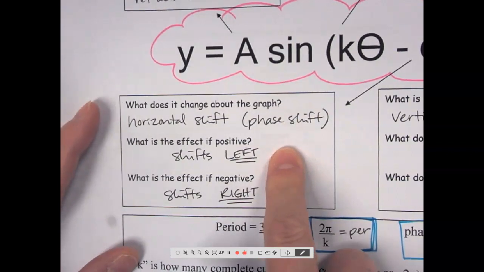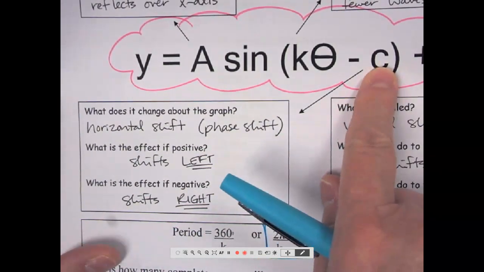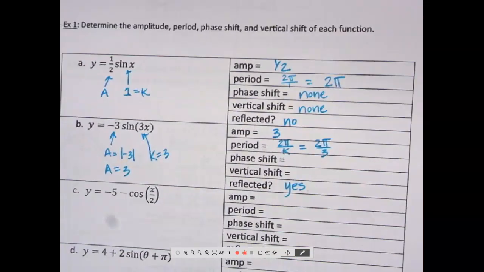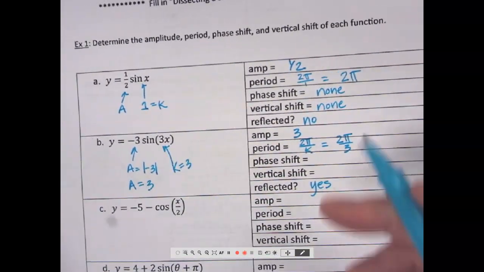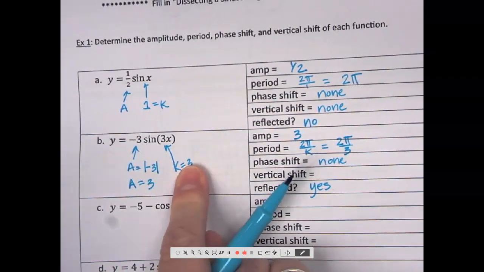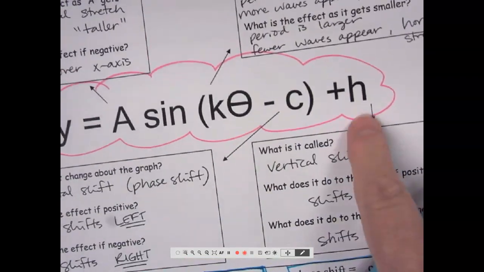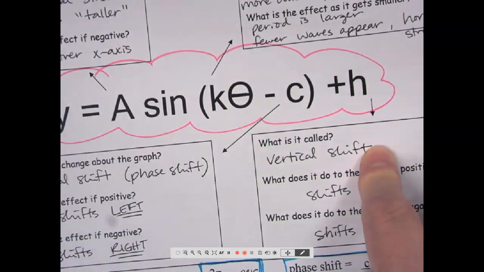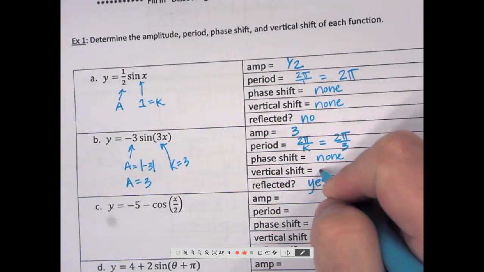Okay, phase shift. That's that horizontal shift. It only occurs if I have something added or subtracted inside the parentheses. Nothing. No phase shift. Vertical shift occurs only if I have something added or subtracted at the end or outside by itself. None there.